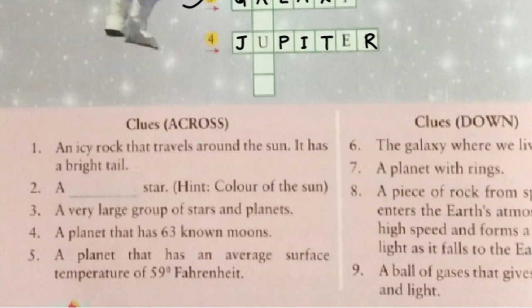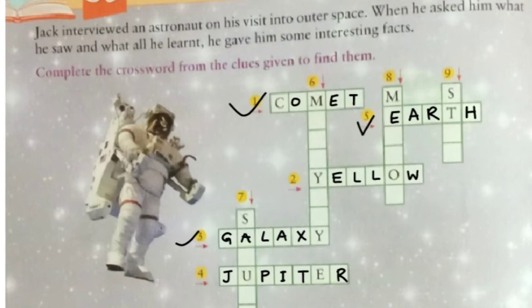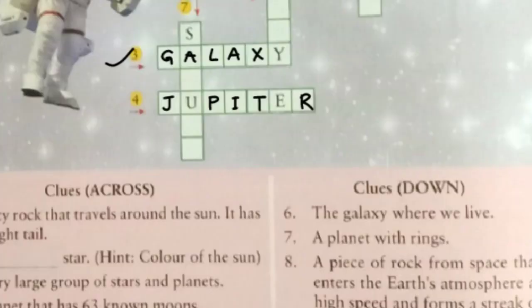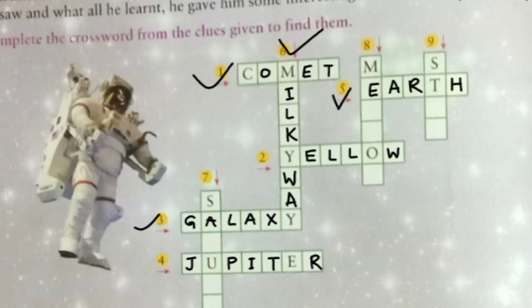A planet that has an average surface temperature of 59 degree Fahrenheit. Which planet is this? Yes, it is our planet Earth. And this we will fill here. Okay. Now let's see number 6. The galaxy where we live. What is the name of our galaxy? Yes, it is Milky Way. And this we will fill here. Milky Way. Now let's read out number 7.